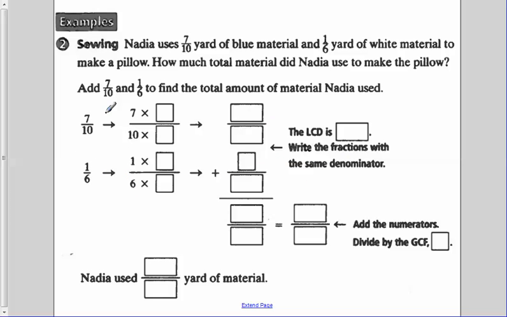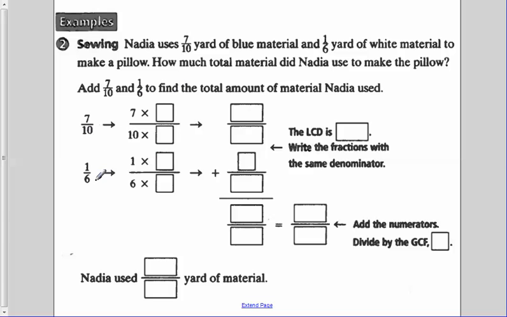So our second example is a story problem. Nadia uses 7/10 yard of blue material and 1/6 yard of white material to make a pillow. How much total material did Nadia use to make the pillow? So we are going to add 7/10 and 1/6. But to do so, we need to have a common denominator.